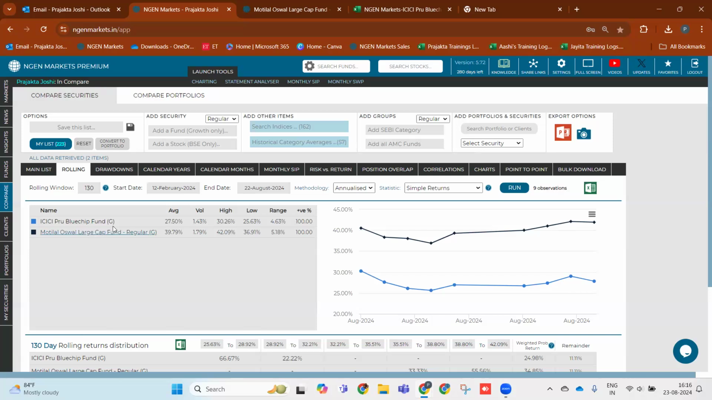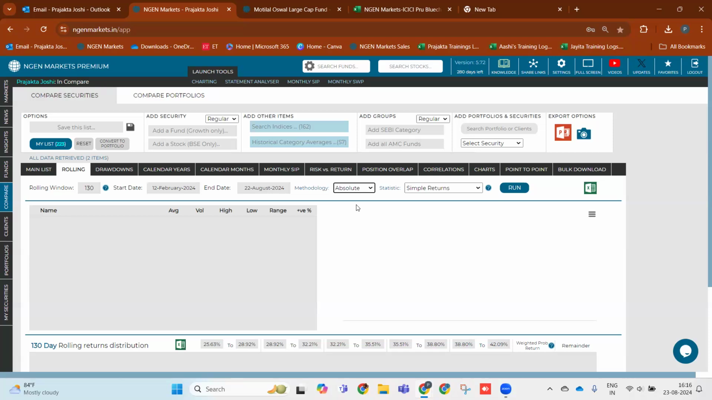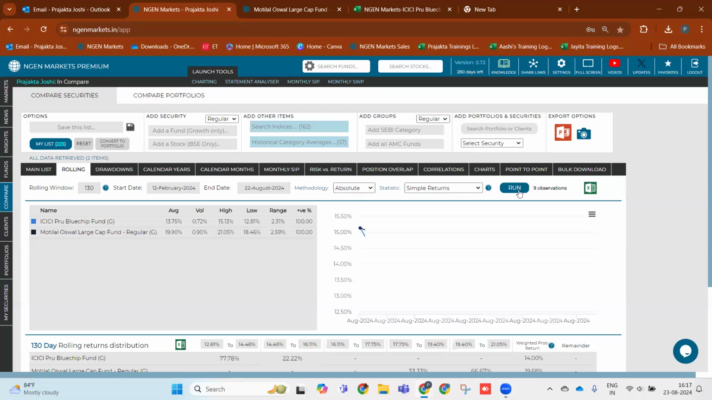Now, for this, you will see that this is a time period that's less than a year. Therefore, these average returns, when the methodology is chosen as annualized, are always annualized to a 1 year time period. But because the return under consideration is less than a year, if we want to get the exact or absolute returns that were generated by each of these funds, we need to change the methodology to absolute.